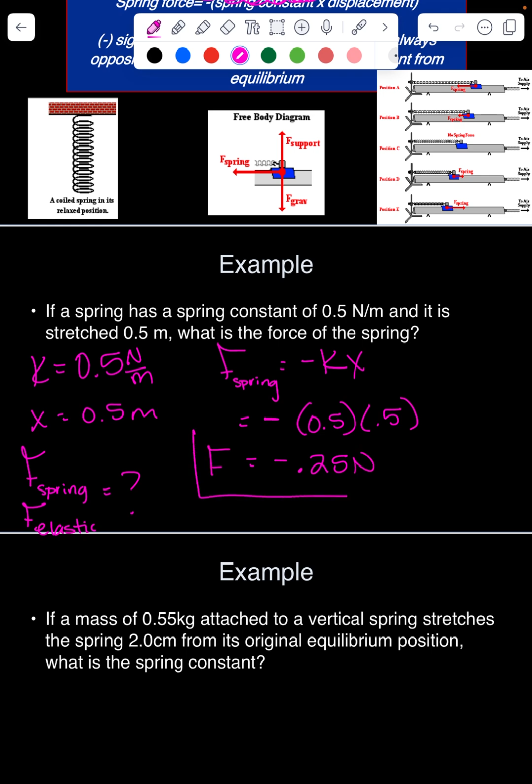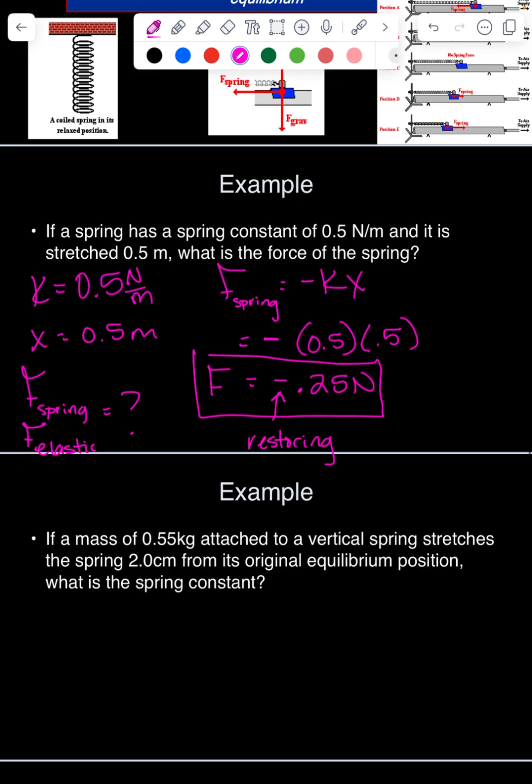negative 0.25 newtons. That negative, again, force is a vector quantity, so that negative just tells us the direction that it is. Again, negative means it is a restoring force. It wants to go opposite the direction of the motion.